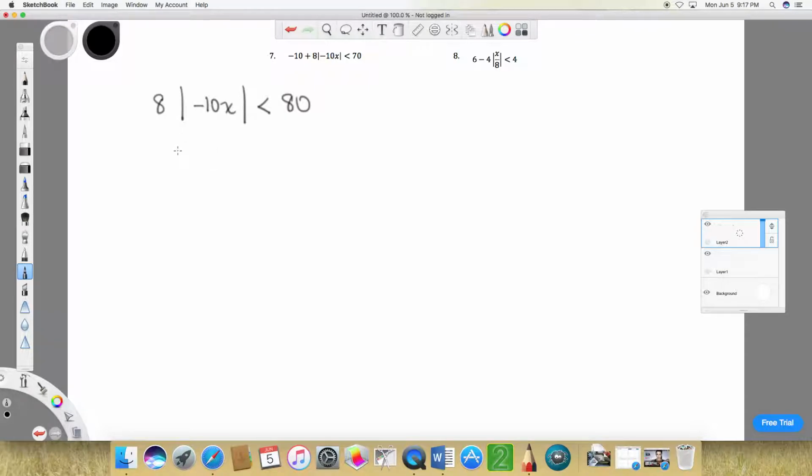Now I'm going to divide both sides by a positive 8, and I have the absolute value of negative 10 times x is less than 10. And the arrow is pointing towards the absolute value, so I know it's going to be the center portion of the number line that represents my solution set. I can write this as a compound inequality by saying that this negative 10x represents a number that's between negative 10 and positive 10.